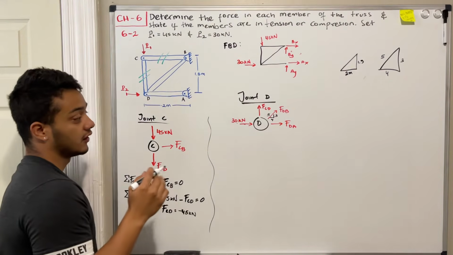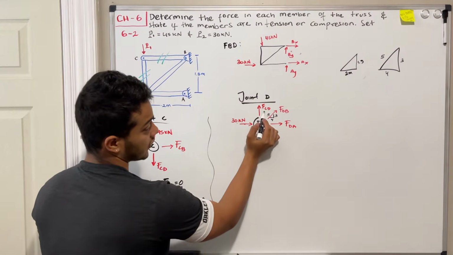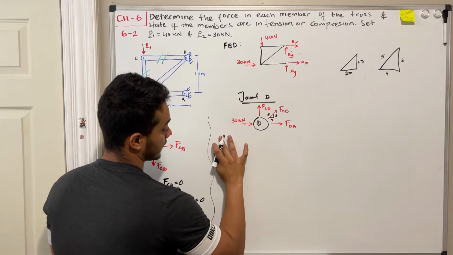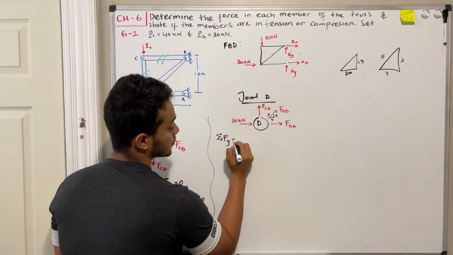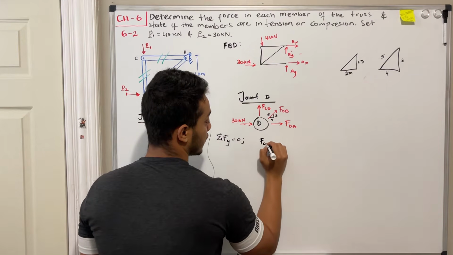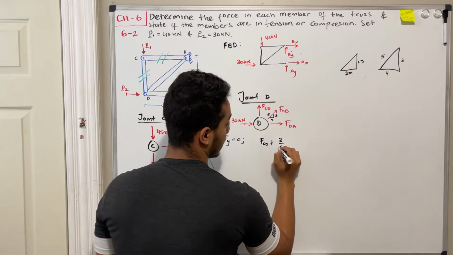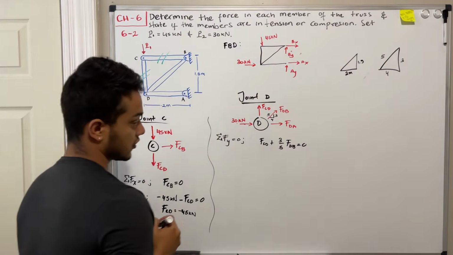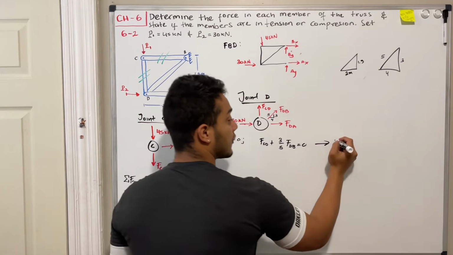And we can start doing our summatory of forces. So we start with my summatory of forces in the y direction because I only got 2 forces acting on the y direction. So let's just do that. Summatory of forces in the y direction, this should be equal to 0. Okay, so my FCD is going up plus 3/5 of my force DV going up, and all this should be equal to 0.